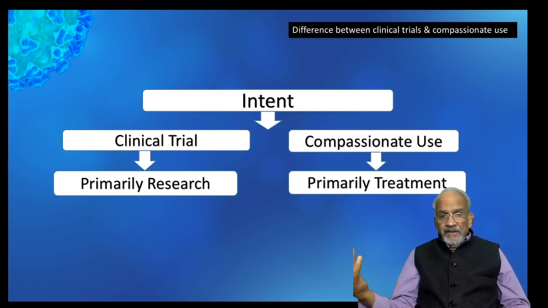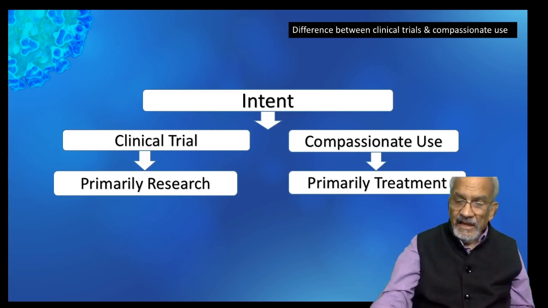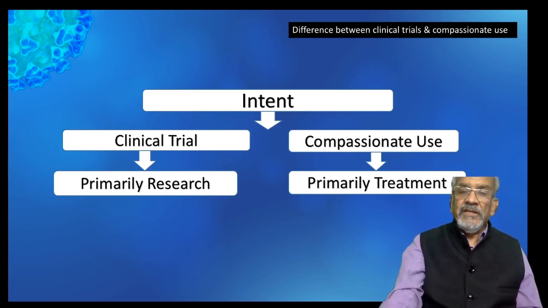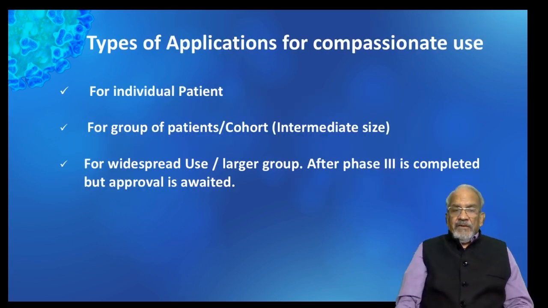Whereas in compassionate use, the drug is given for the treatment purpose of a patient for whom there is no treatment available today, and we hope and the physician believes that this drug with a reasonable degree of opinion will provide benefit, and the risk benefit assessment will be favorable towards the benefit.